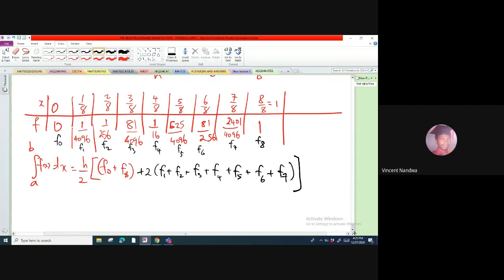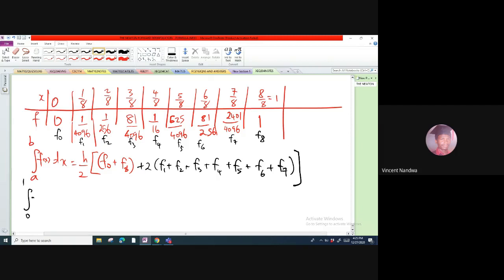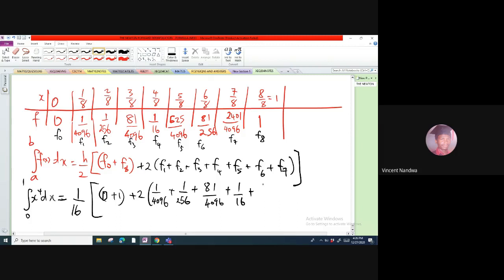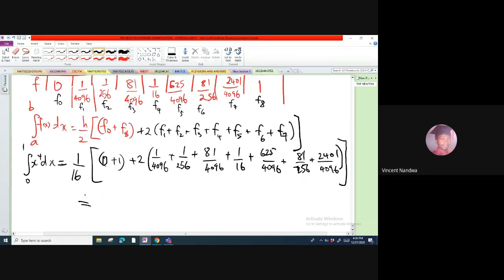So therefore now we have the integral from 0 to 1 of x power 4 dx. Our h is 1 over 8, so it will now be 1 over 16, into brackets 0 plus 1 plus 2 into 1 over 4096 plus 1 over 256 plus 81 over 4096 plus 1 over 16 plus 625 over 4096 plus 81 over 256 plus 2401 over 4096. Now when you work out this one, the answer should be 0.2052000.